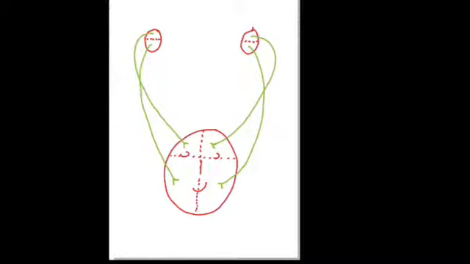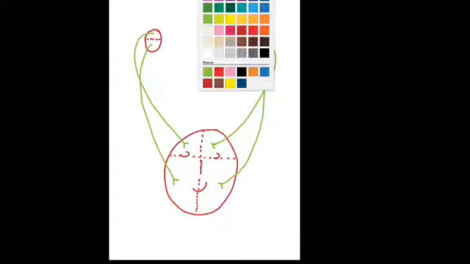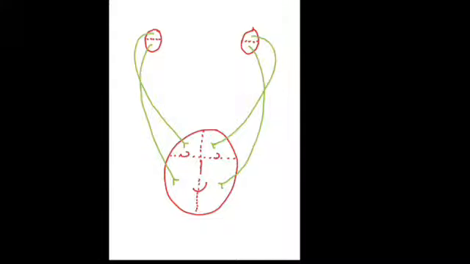When it comes to the upper motor neurons, as we said, they cross. So the left side upper motor neuron comes and crosses and supplies the facial nucleus, and the right side upper motor neuron comes and crosses and supplies the upper and the lower division.